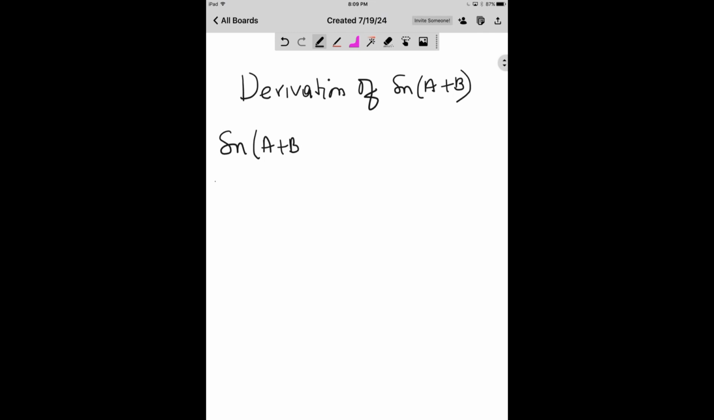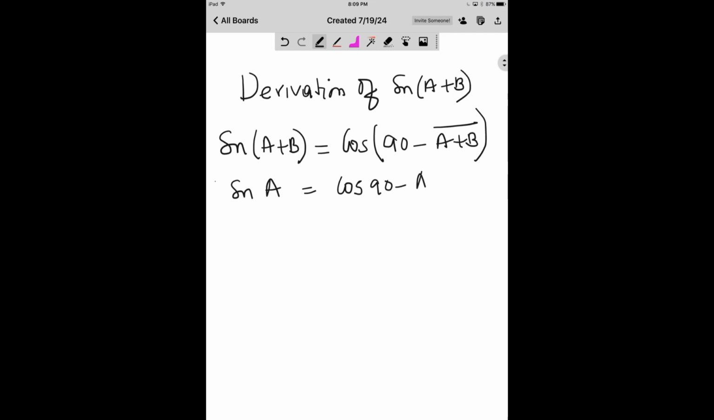Sin(a+b) equals cos(90 - (a+b)). How did you get this? This is the first formula we derived. That is, sin a equals cos(90 - a). In the previous class we derived this formula: sin a is equal to cos(90 - a).